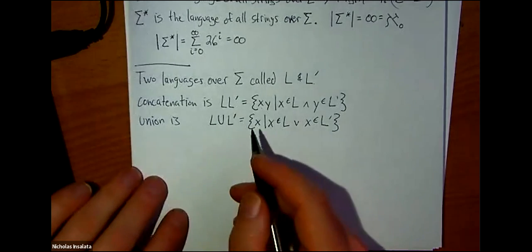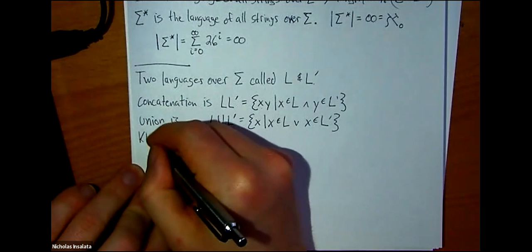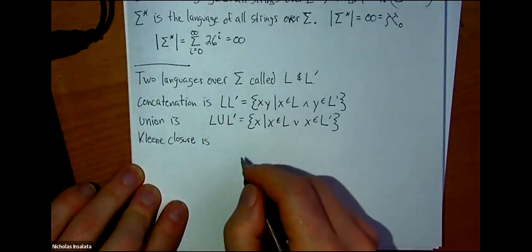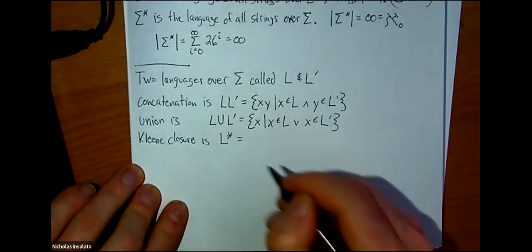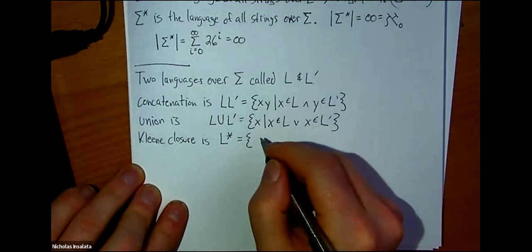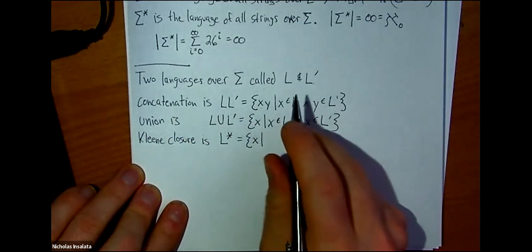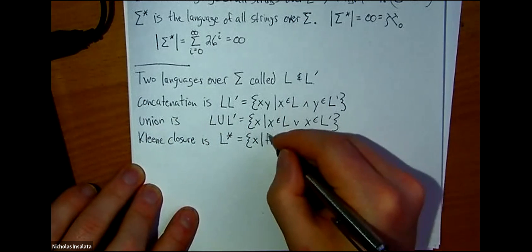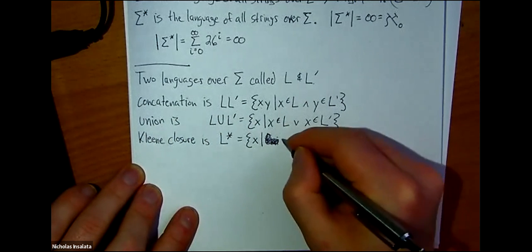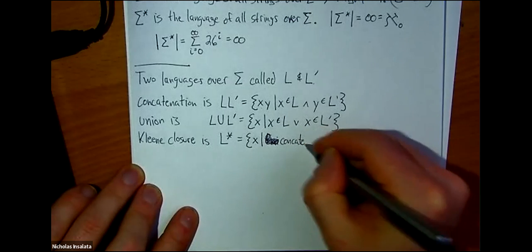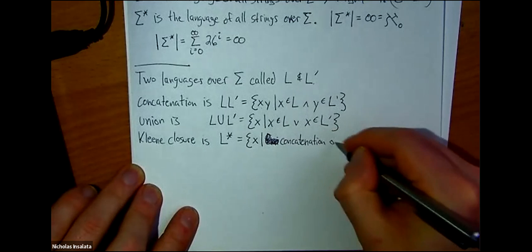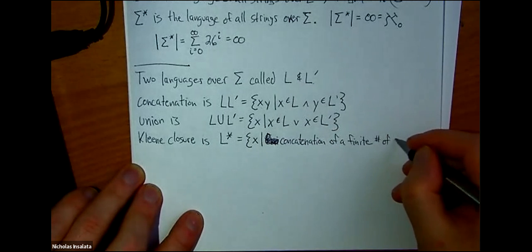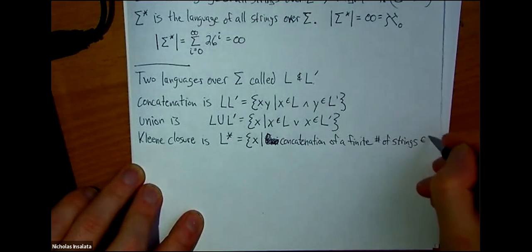And finally, the Kleene closure is denoted L star, and that is the set of all strings x such that x is a concatenation of a finite number of strings that are an element of L.